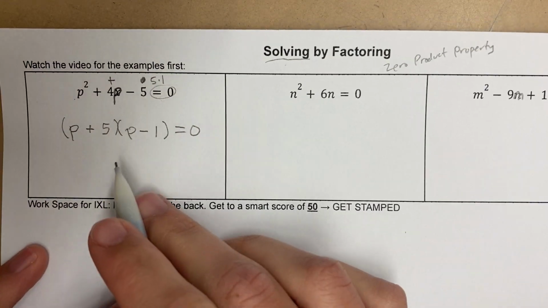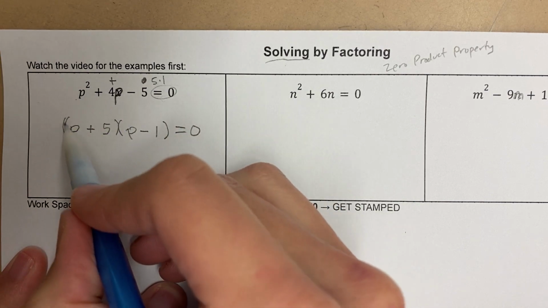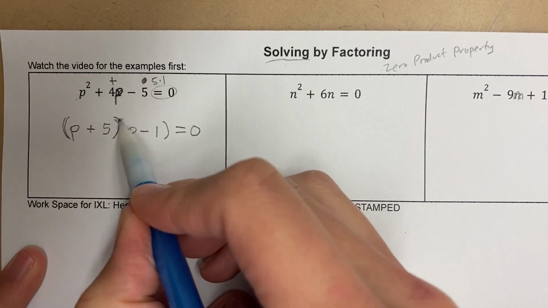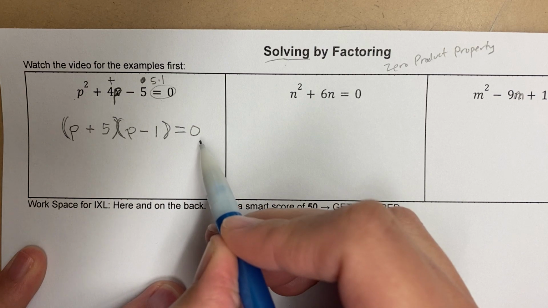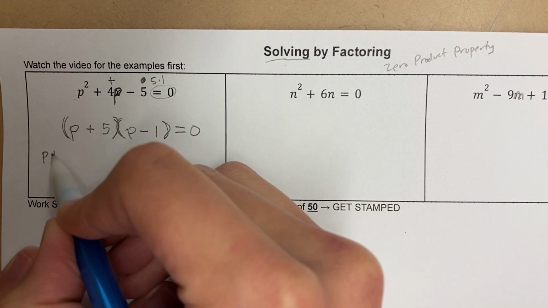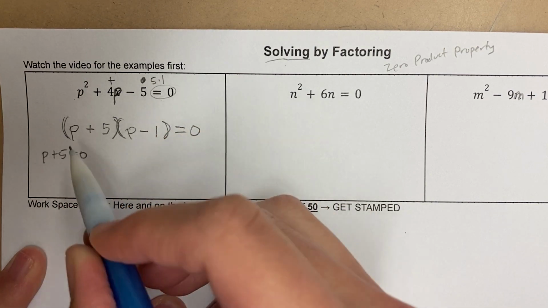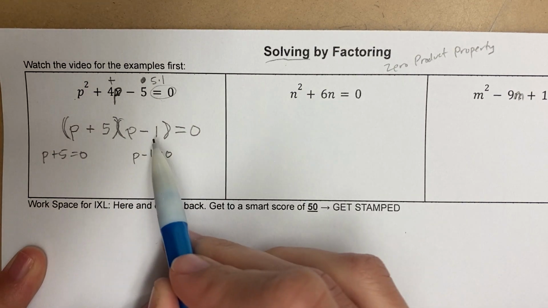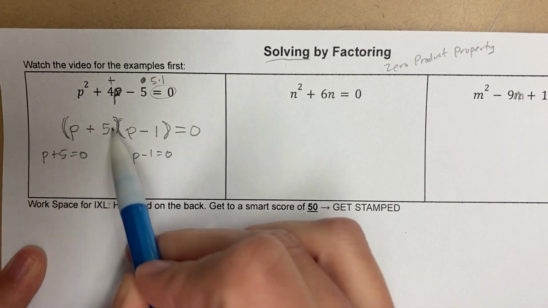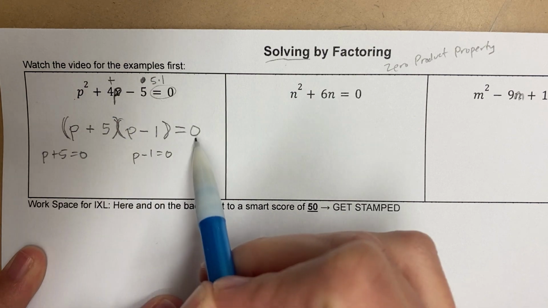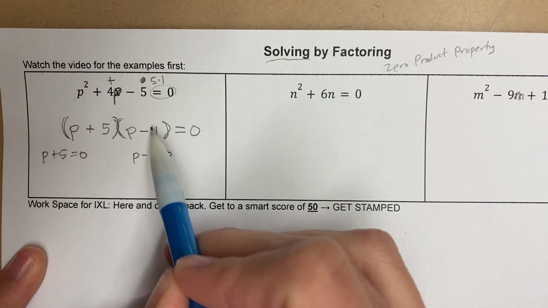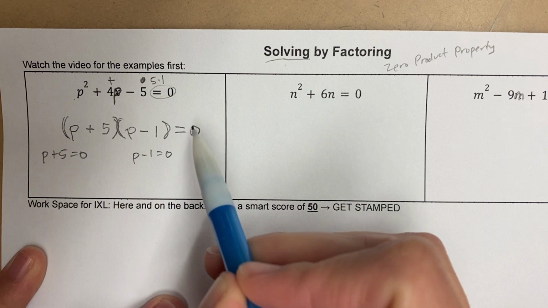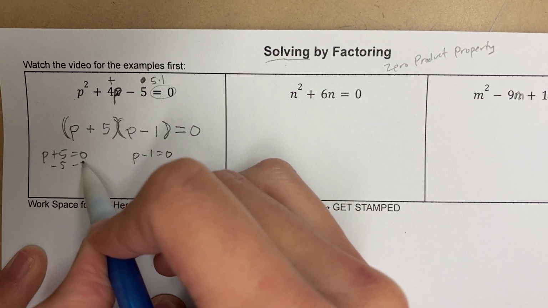Now, remember what the zero product property says. The zero product property says if this times this equals 0, then either this part must equal 0 or this part must equal 0. One of them's got to equal 0, because that way, when, let's say this one equals 0, then I multiply it by whatever this equals, it's going to equal 0. Or maybe this one equals 0, and then when I multiply it by whatever this equals, it still equals 0. So let's go ahead and solve.